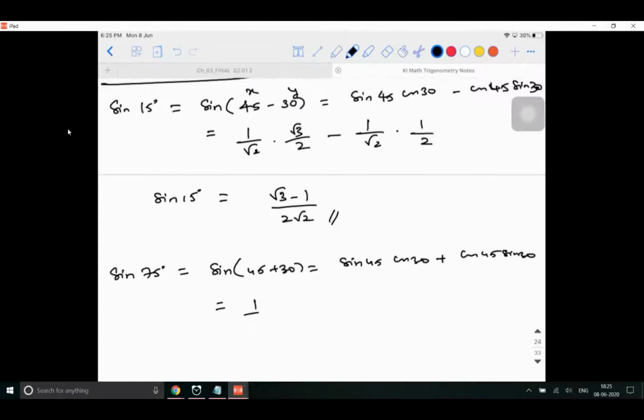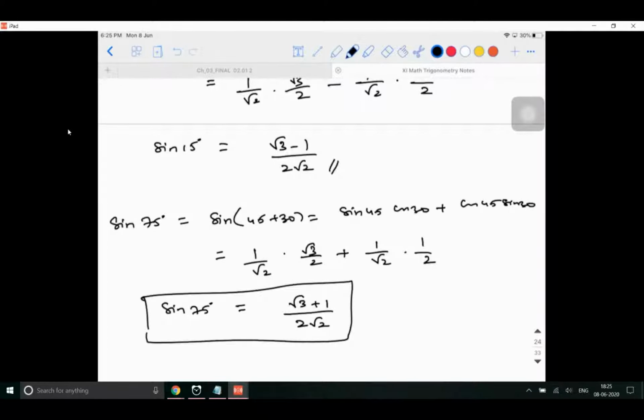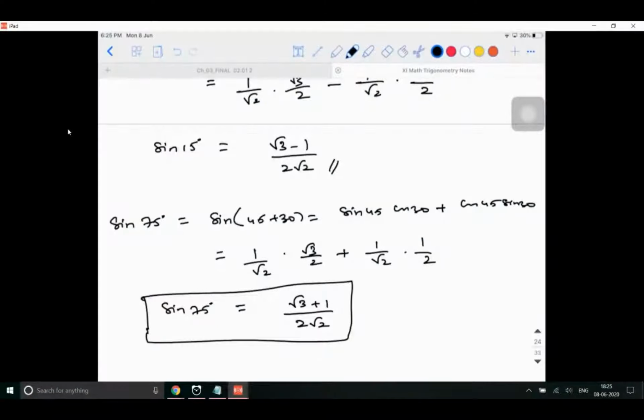So what is sin 45? That is going to be 1 by root 2 into cos 30, which is root 3 by 2, plus cos 45 is 1 by root 2, sin 30 is half. This will be root 3 plus 1 divided by 2 root 2. This is going to be the value for sin 75 degrees. Easy, right? Similarly, as a part of homework, you can do cos 15 degrees and cos 75 degrees also.